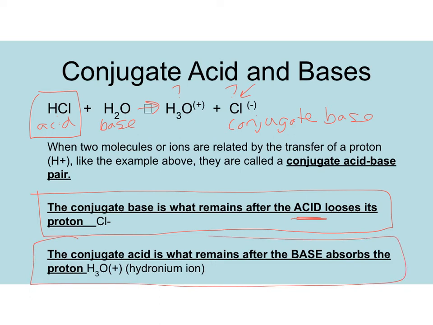And we call the other thing, the H3O+ in this case, the conjugate acid, because it's what remains after the base absorbs the proton. So after water, which is the base, absorbed H+, it became this. So we call this the conjugate acid. The big thing that I want to get across from this lesson is that you can look at a reaction like the one I have shown here and be able to identify the acid, the base, the conjugate acid, and the conjugate base.